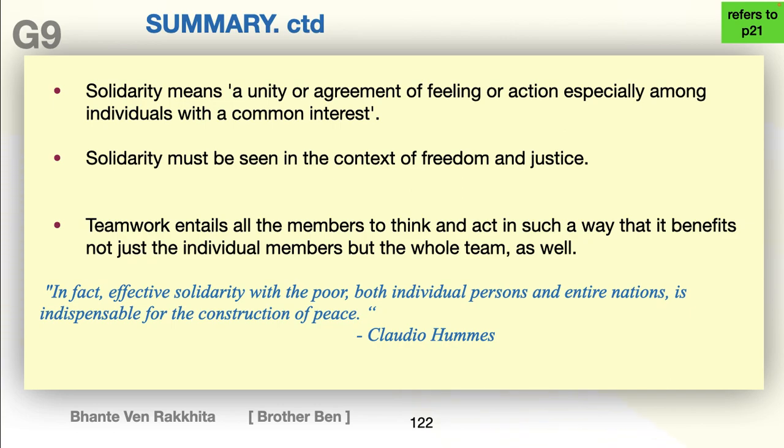And then ending with a quote from Claudio Hummes. In fact, effective solidarity with the poor, both individual persons and entire nations, is indispensable for the construction of peace. Indispensable means you can't do without it.